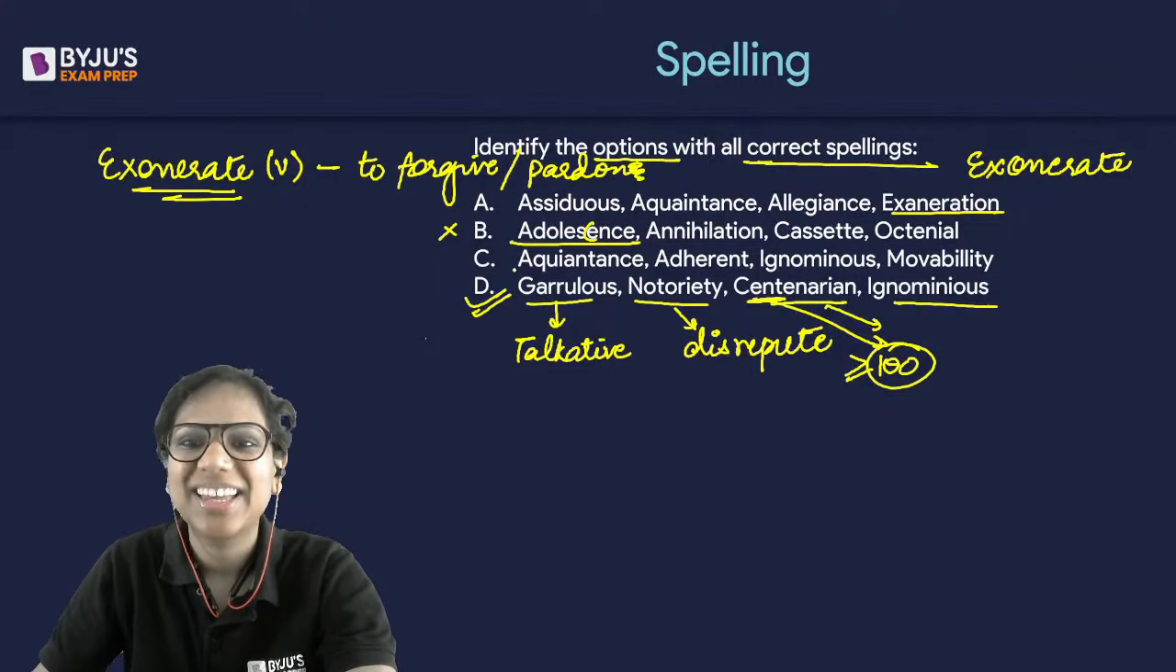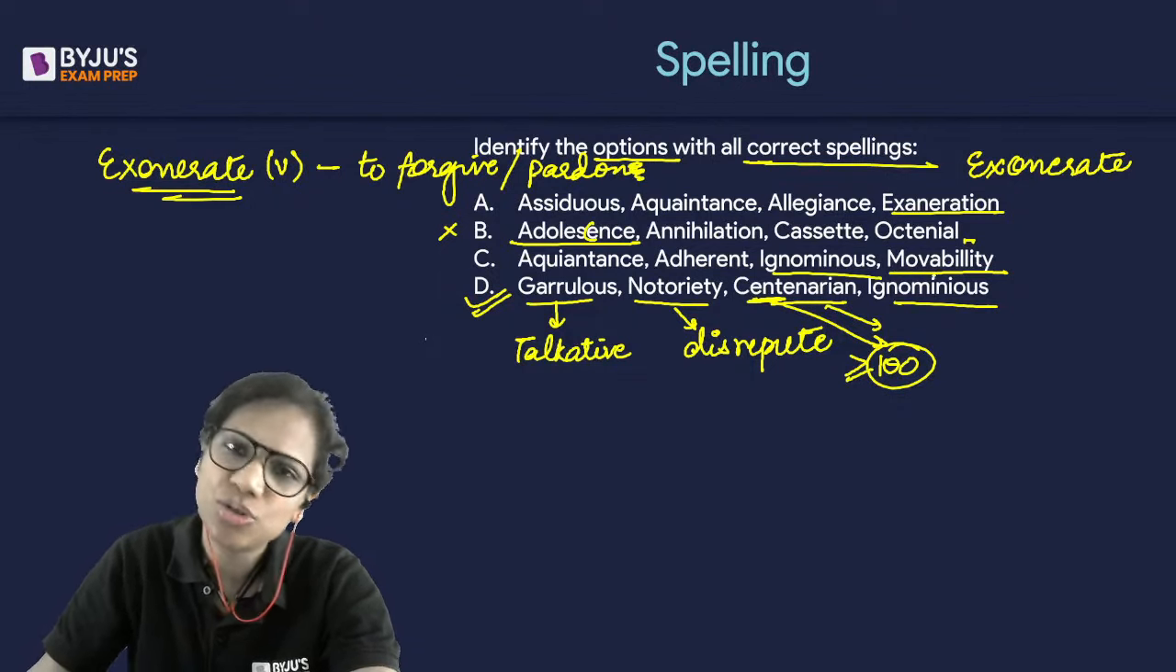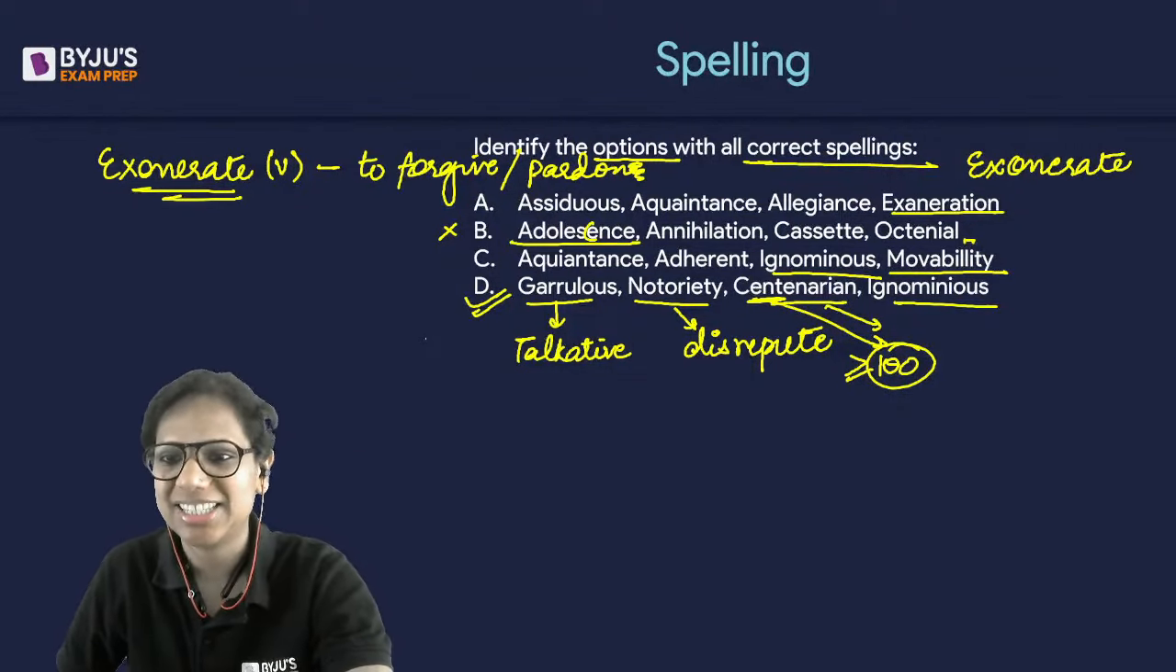Pardon, sorry. Then adolescence here. Then here, movability had a double L, in case you did not notice this. Plus, ignominious was also incorrect. Movability had a double L. So we could eliminate these.